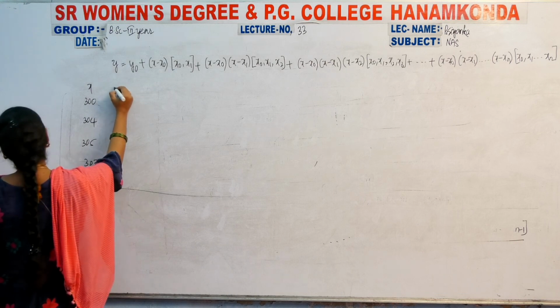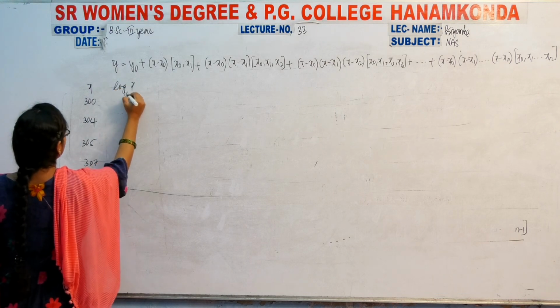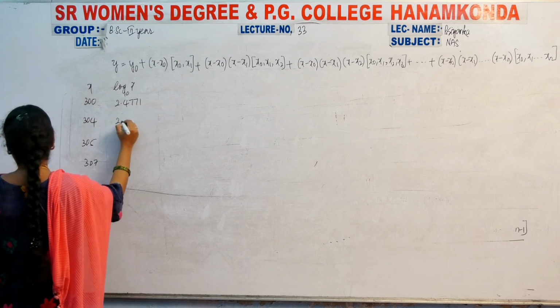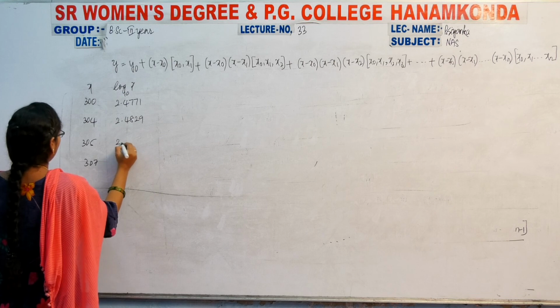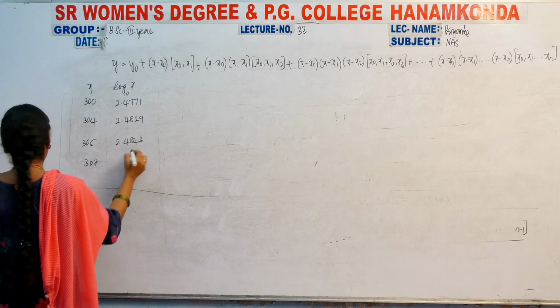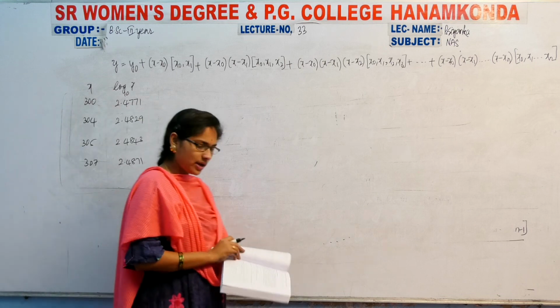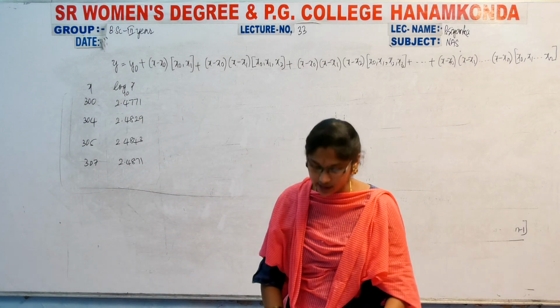So they gave the table like this: log x base 10 values 2.4771, 2.4829, 2.4843, 2.4871. Okay, so next, what do we have to calculate?